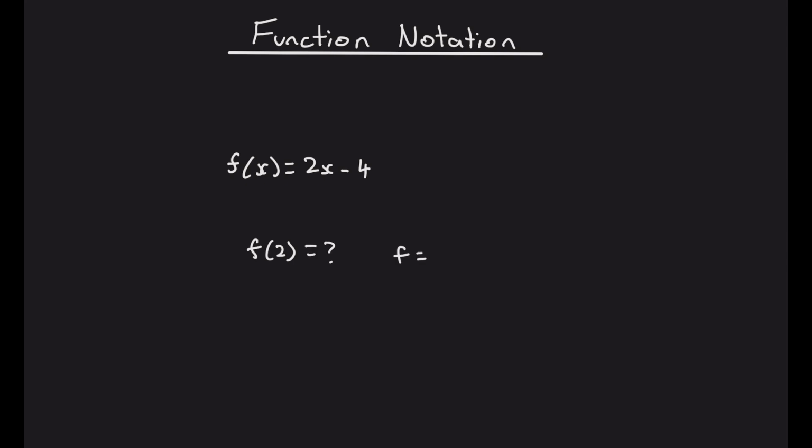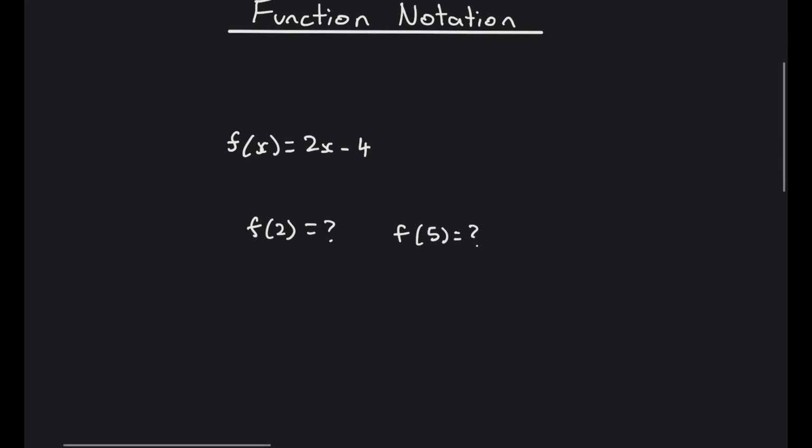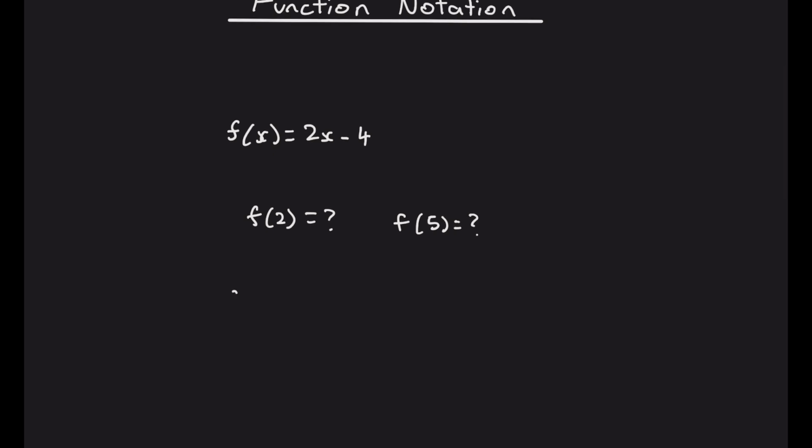What is f of 5? Oops, f of 5. Stuff like this. And how you answer this is you plug in x and replace it with 2. So every time you see an x, you're going to replace it with the number 2. Just like that. You see how here, just replacing the x. And then you just finish the equation. 2 times 2 is 4, minus 4, that's 0.